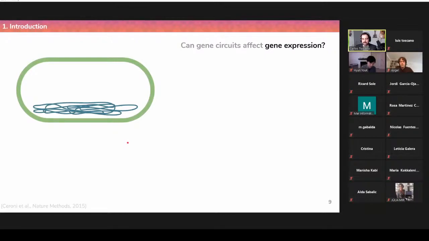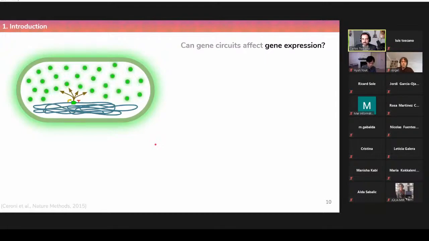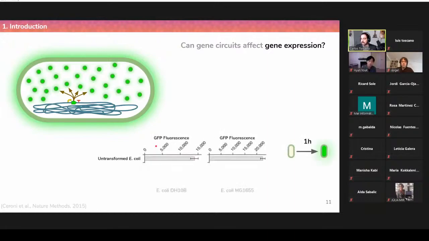In these experiments by Cerroni et al., published in 2015, they had E. coli, and they inserted a GFP gene, a synthetic gene, in the genome, just one copy. So the cell will be filled with GFP protein, and it would become fluorescent. And if we see the measurements of fluorescence 1 hour after, how that fluorescence has increased, we got these measurements.